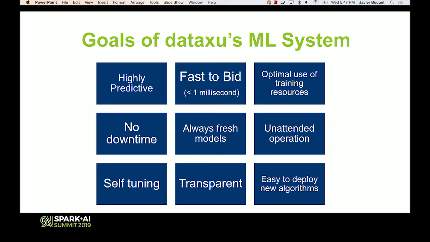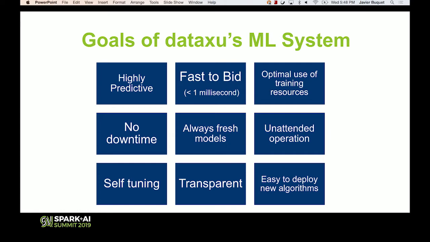On the other hand, they also need to be transparent. Transparent in two senses. The first sense: we need to understand why these models are behaving the way they are behaving, sometimes for our own sake, and sometimes because our customers ask us, why are we bidding in a certain way? And we always have a good explanation for this because our models are transparent.